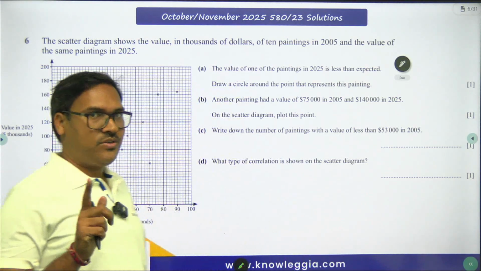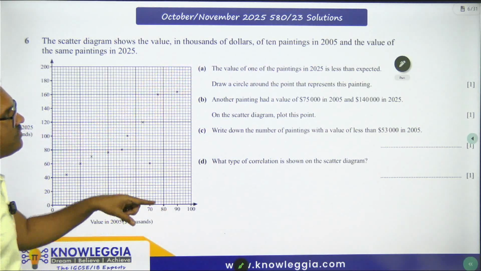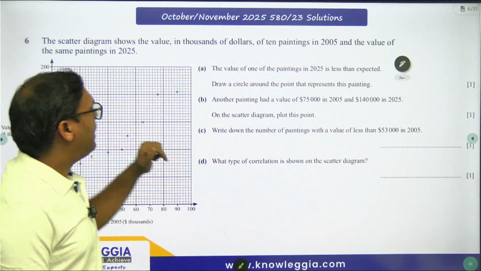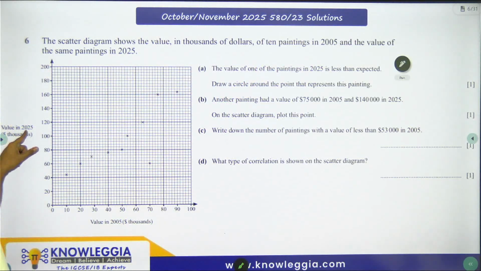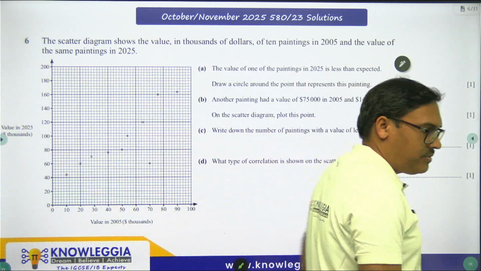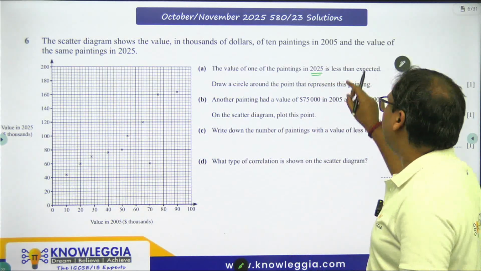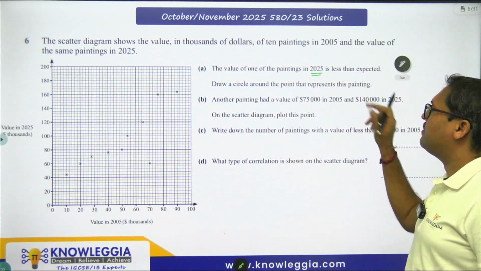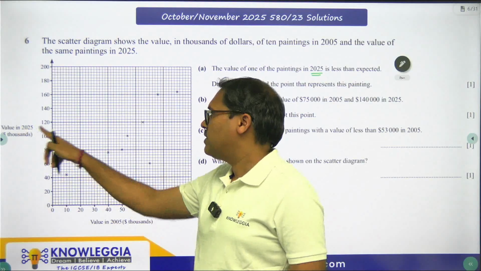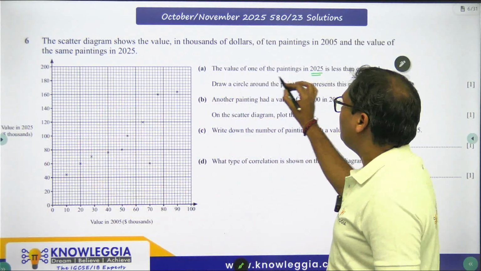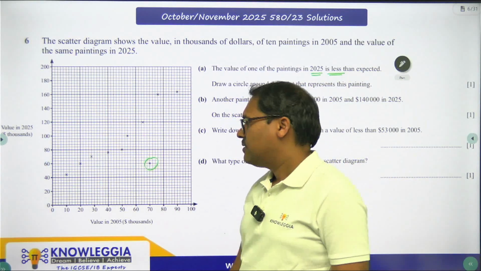Now the next question is on statistics. Here we have a scatter diagram which shows the values in thousands of dollars of 10 paintings in 2005 and the value of the same paintings in 2025. The question is, the value of one of the paintings in 2025 is less than expected. Draw a circle around the point that represents this painting. So basically, in 2025, these are the values. One of them is less than expected. You can see there is an outlier, like this point. So this is the answer.